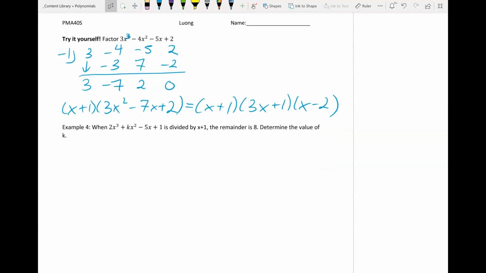Okay, so for your last example, we're going to work a bit backwards here. In this case, we're given a polynomial, but we're missing a coefficient. We also know that if we divide by x plus 1, the remainder is 8, and we want to determine this coefficient. So we can use the factor theorem here.